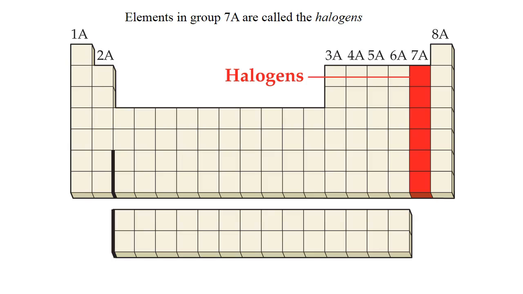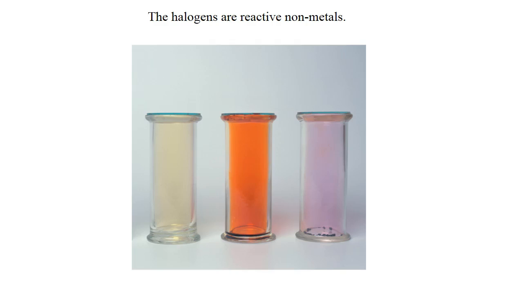Now, just to the left of the noble gases are the halogens. The halogens are considered very reactive nonmetals, and you can see here the one on the left is chlorine gas, the one in the middle is bromine, and the one on the right is iodine. Chlorine is a gas at room temperature. Bromine is a liquid at room temperature, but you can see that it very easily volatilizes to form a gas. So there's a tiny bit of liquid in the bottom of that orange cylinder, and then it easily evaporates to form the darkish orange gas, which is bromine.